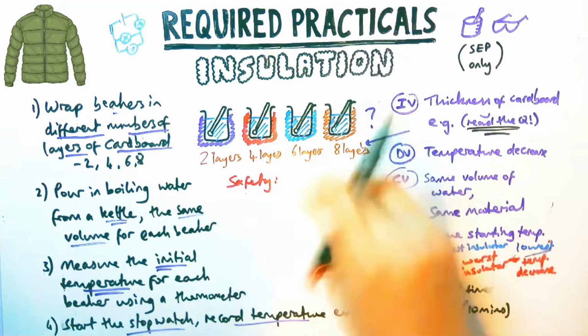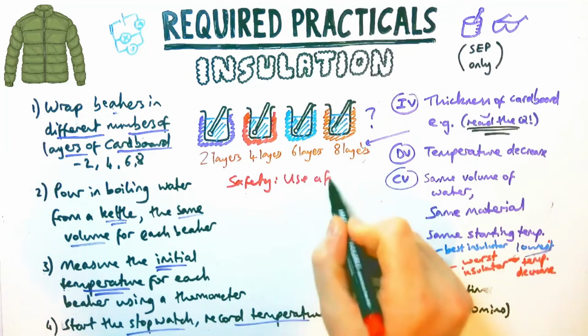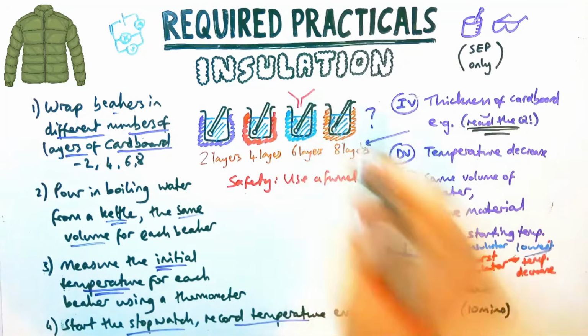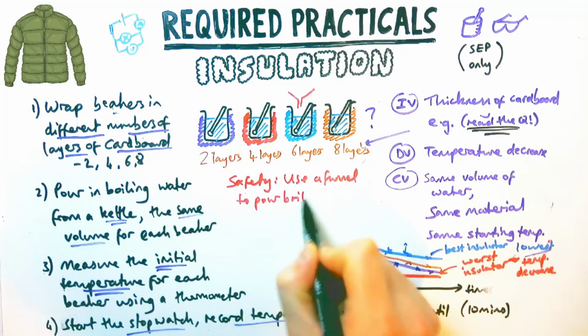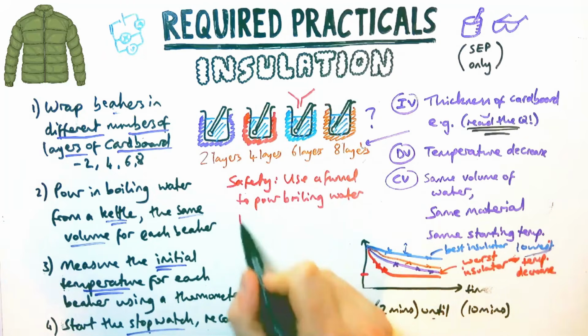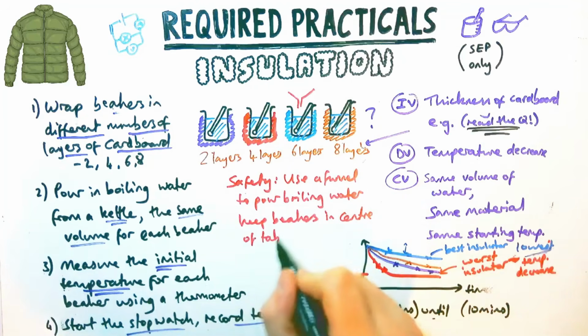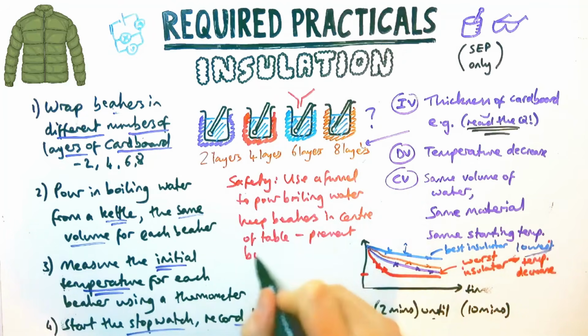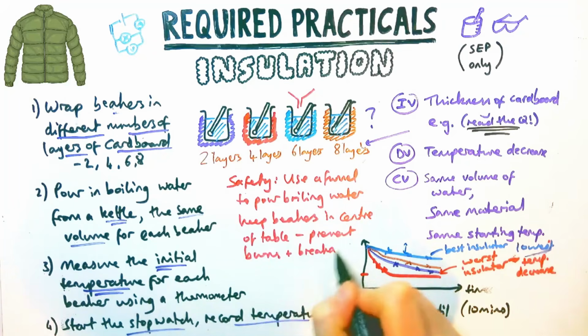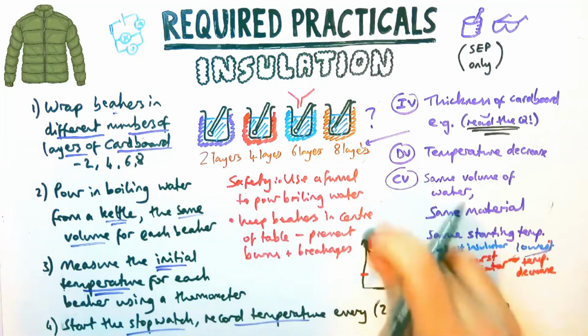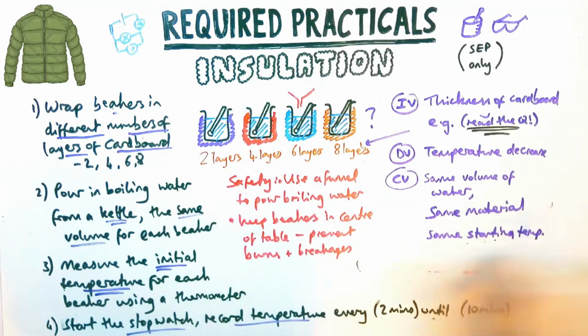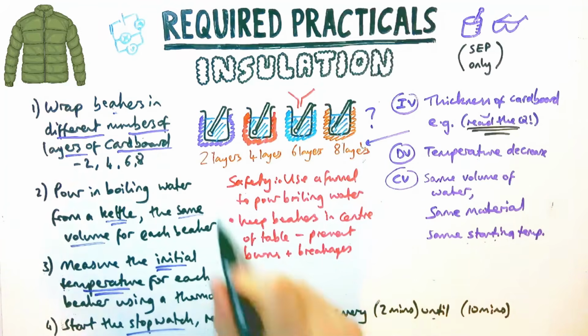Safety with this practical, please don't say things like don't touch the water. You don't need to touch the water, it's not in your method, but to make sure you don't spill it, we use things like a funnel to pour the boiling water, or you could say keep beakers in the center of the table to make sure you're preventing any burns and breakages, things like that. If you're pouring the hot water, you could also say use goggles, but that wouldn't be the major risk in this practical, I don't think.